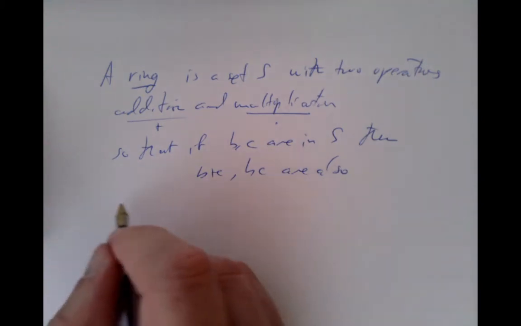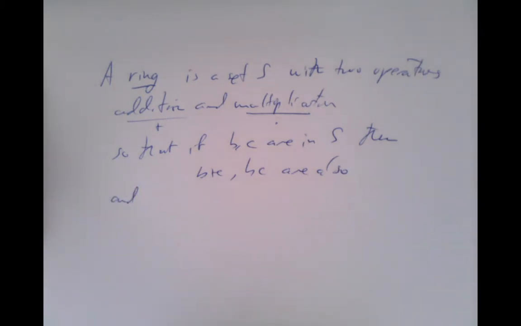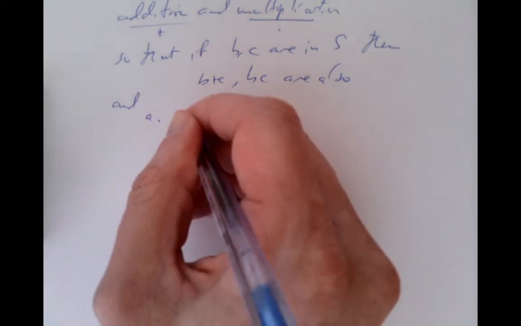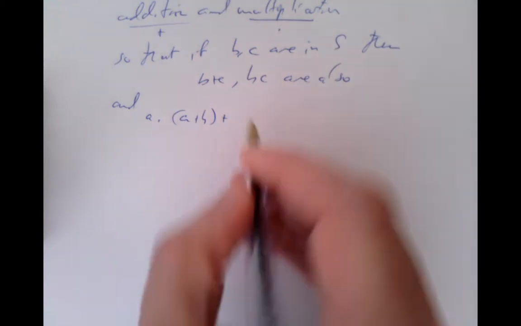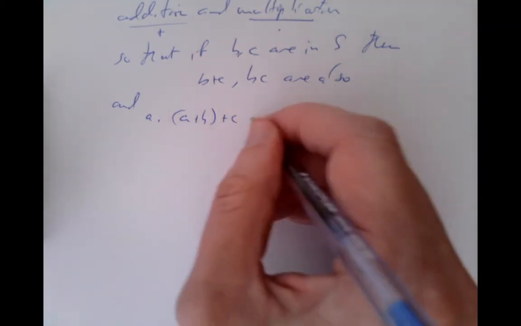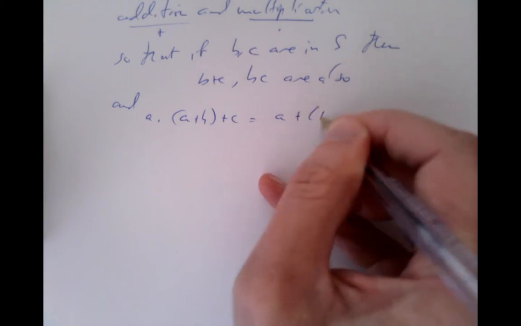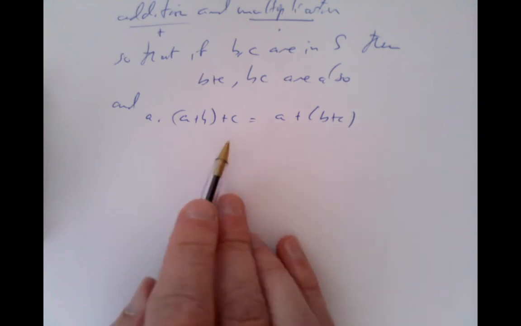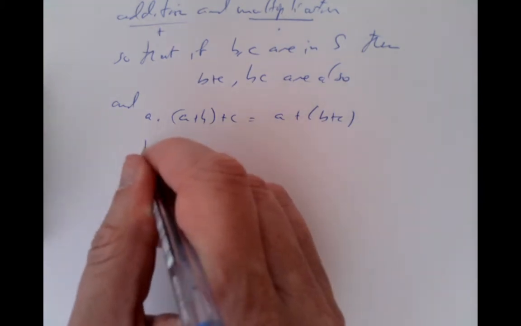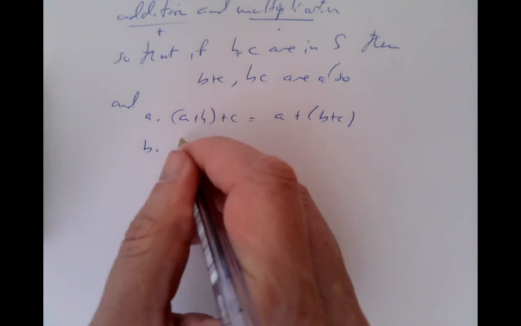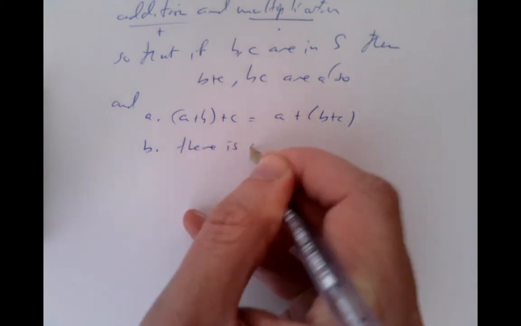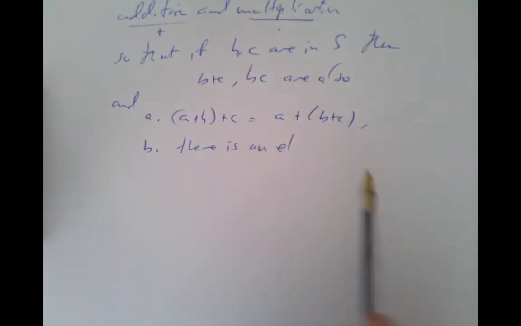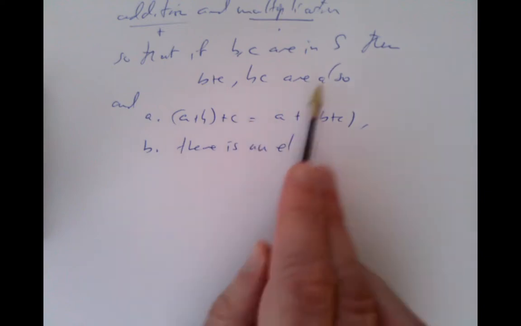And we have a whole bunch of laws. It's going to be a nice long list of laws, which are maybe a bit hard to remember, all of them. If you add any two of them and then add another one on, it's the same as if you did it in this other order. The associative law for addition. Oh, and I should say this is for any a, b, and c in the ring. I won't write it all out, but this is if a, b, and c are any elements of our ring.